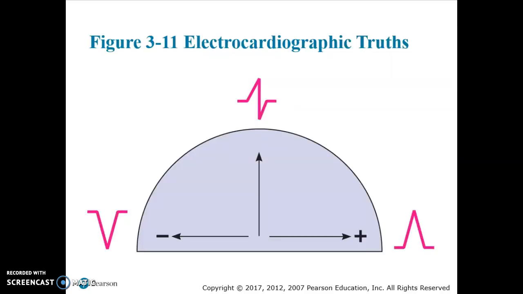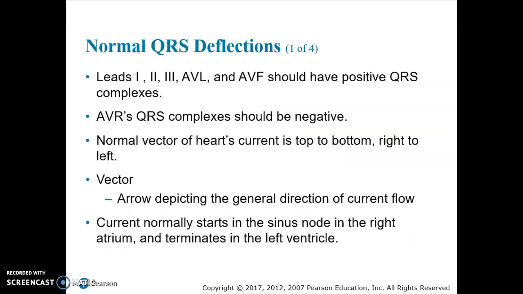So flipping over to the next slide, you can kind of tell here which ones are which. So this would be the negative. If it's traveling toward the negative, you're going to see that downward deflection. If it's traveling toward the positive, you're going to see that positive, upward deflection. And then this is the isoelectric. It's as much downward as it is upward. So that's the one that's traveling at that right angle.